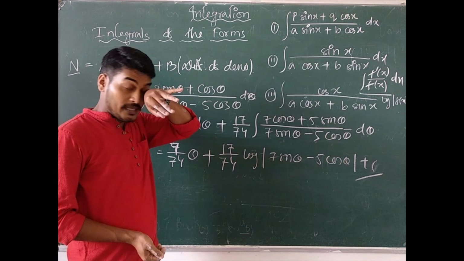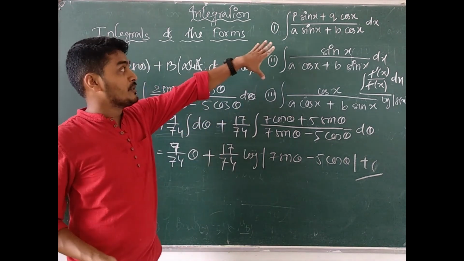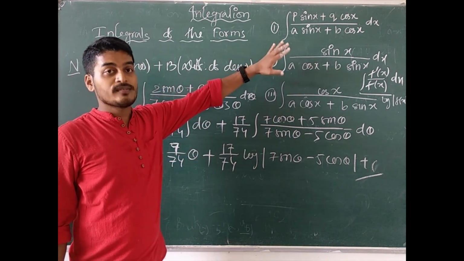So what are the main specific properties? First of all, the denominator contains an expression of sin and cos both.